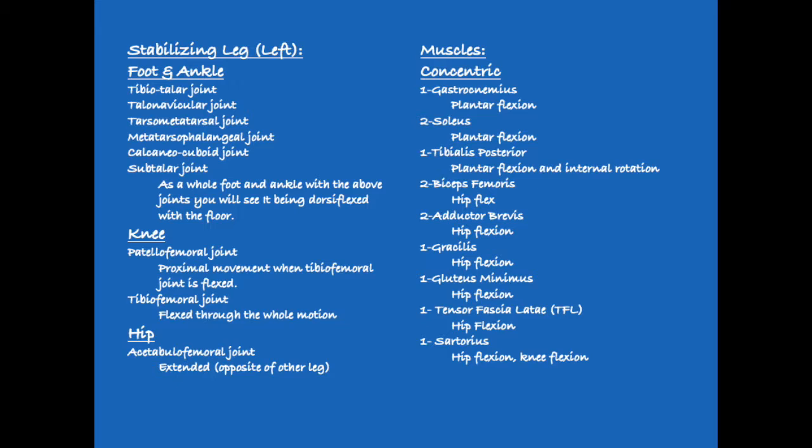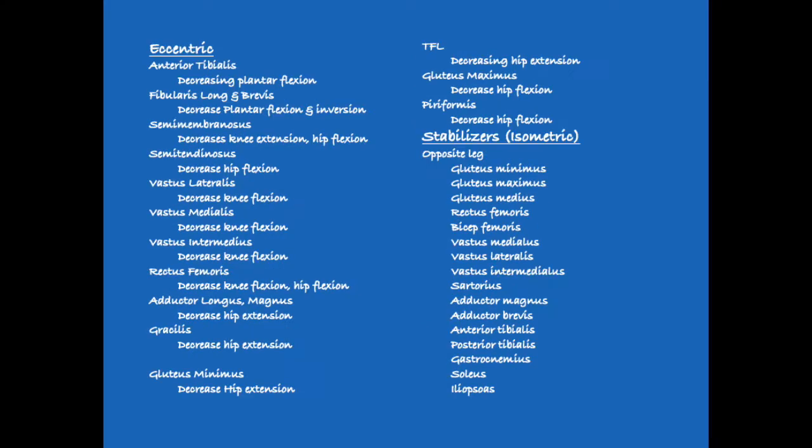The left stabilizing leg at the foot and ankle, you will see dorsiflexion with the floor. The knee at the tibiofemoral joint is flexed through the whole motion, causing proximal movement at the patellofemoral joint. The hip's acetabulofemoral joint is extended, opposite of the other leg.